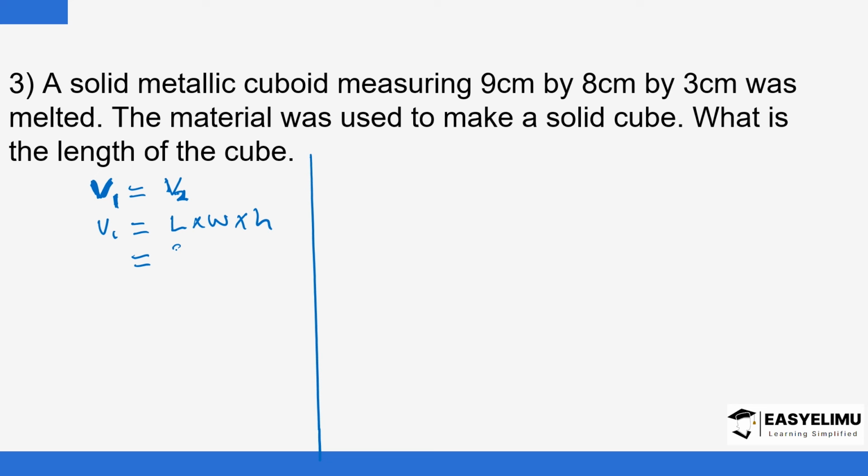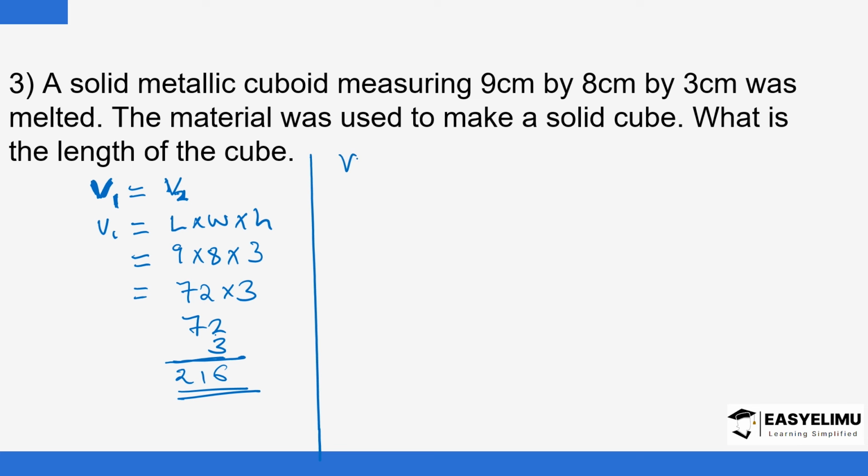So length is 9, width is 8, and height is 3. These can be multiplied in any way. So I can start with 9 by 8 to give me 72. Then you multiply by 3. So 72 by 3, this is going to be, so 3 by 6 is, 3 by 2 is 6, and 3 by 7 is 21. So 216.